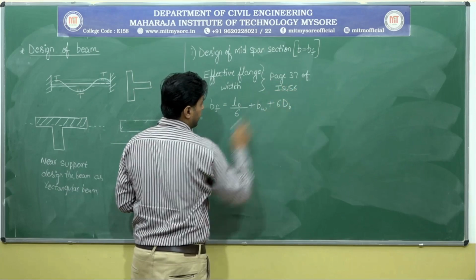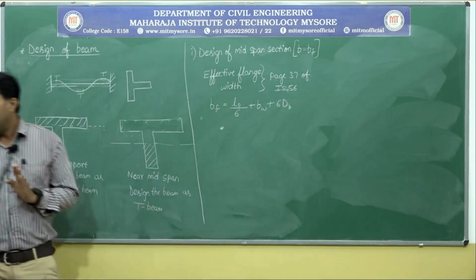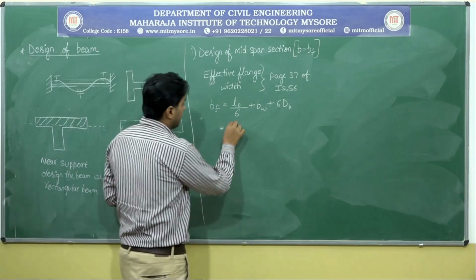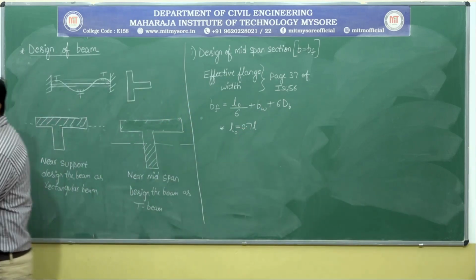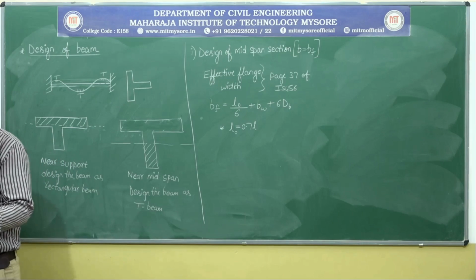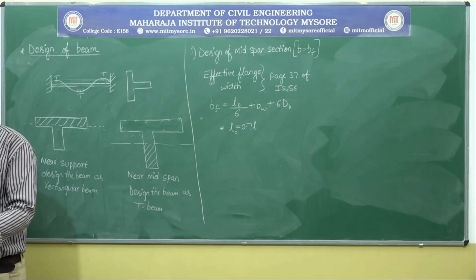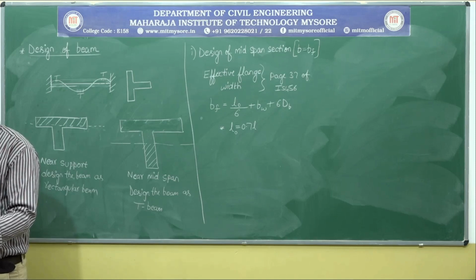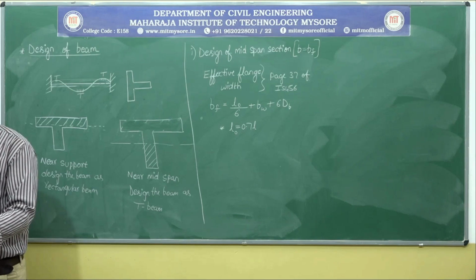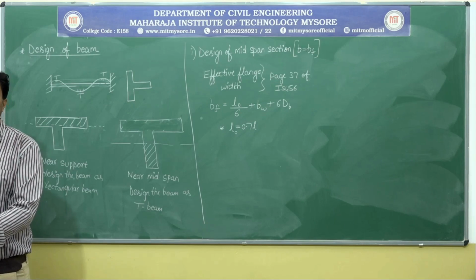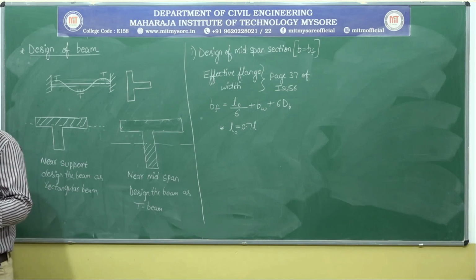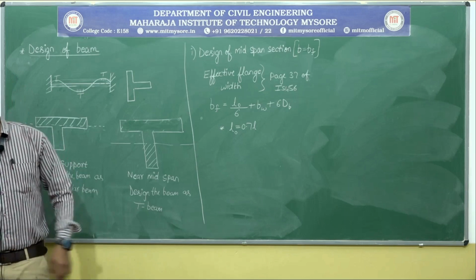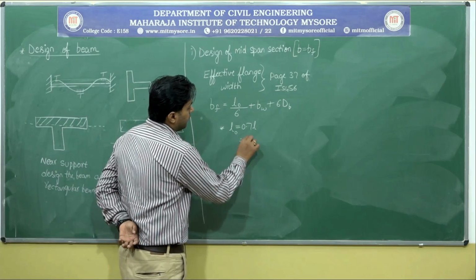In page 37 of IS 456, this is very important. L naught, we need to take it as 0.7 times L. I want everyone to open page 37 of IS 456. It will help you a lot. I will be reading it out. Here they explain, for continuous beams and frames, L naught may be assumed as 0.7 times the effective span. That is very important. It's a continuous beam, the beam continuously running. So instead of L naught, I need to consider 0.7 times the effective span. So L naught is equal to 0.7 times L.